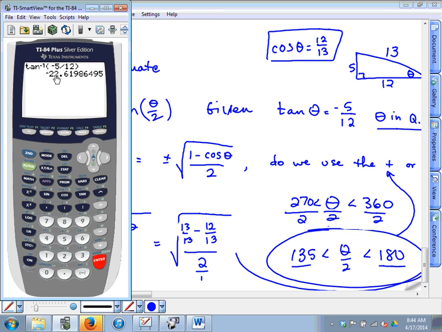Now, is that in the fourth quadrant? Because doesn't it say theta's in quadrant 4? Yeah. That's in the fourth quadrant, right? Are you in radian or degree mode? This is degree. So this answer makes sense, right?